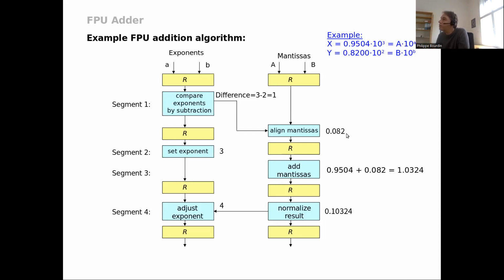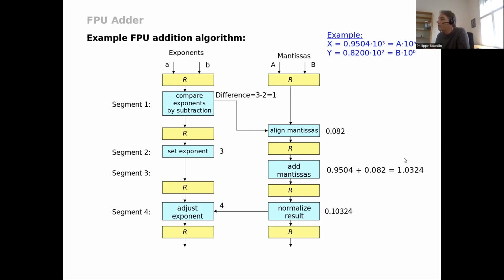In this step, actually, you lose a bit of precision. And now, next would be to set the new exponent to 3. So we have done that now. And then you add the mantissas, right? So you have 0.9504 and the 0.082 from here. Add this together and you get 1 point something.